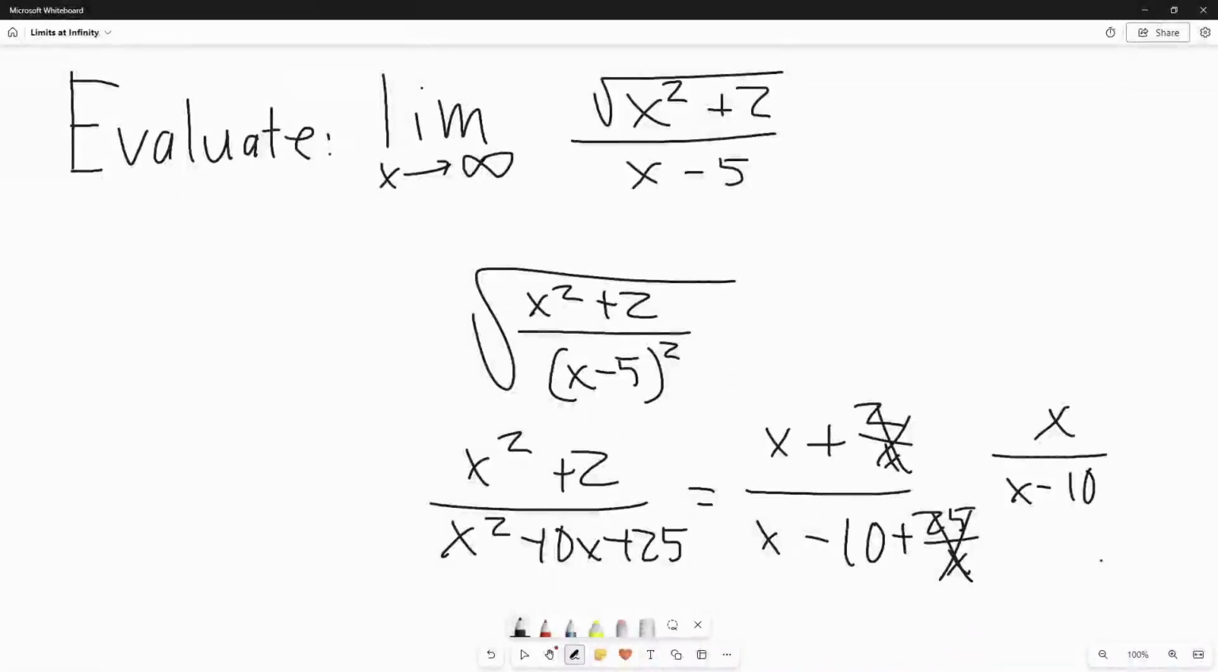And now let's try dividing both sides by x again, and we get 1 over (1 minus 10 over x), where the 10 over x is just 0. So 1 over 1 is just 1. And now remember, we have to add the square root on, but it doesn't really do anything because the square root of 1 is just 1 anyways. So the answer is 1. So the limit as x approaches infinity of the square root of (x squared plus 2) over (x minus 5) is equal to 1.